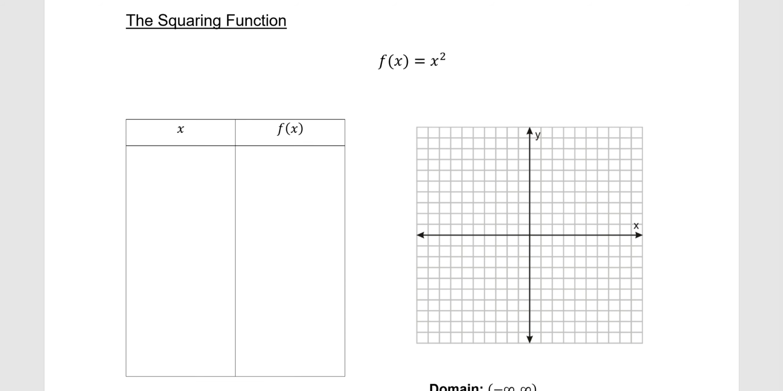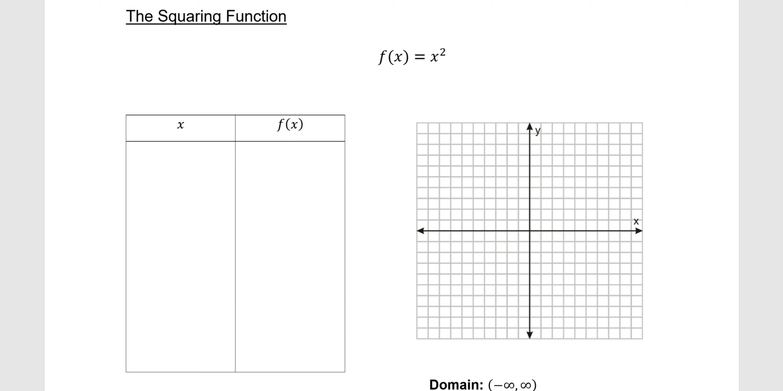So let's plug in some values here so we can graph it. I'm going to use the same x values. I'm going to use negative 2, negative 1, 0, 1, and 2. So plugging these into the function, f of negative 2 would be negative 2 squared, which gives us a positive 4. So make sure when you're plugging in values, you're using parentheses. Negative 2 squared is positive 4. If we do f of negative 1, that's negative 1 squared, which is positive 1.